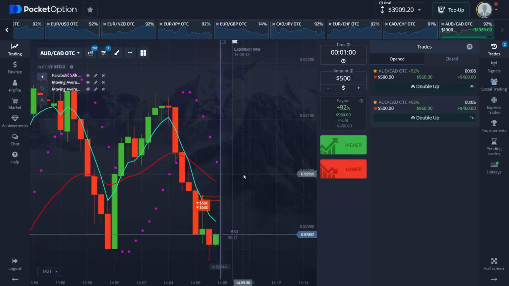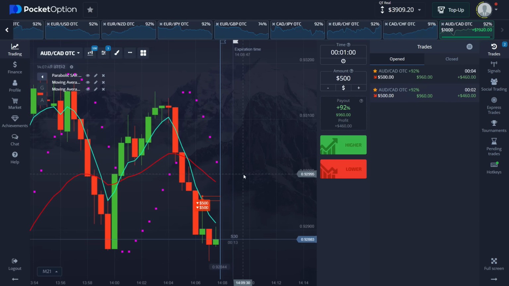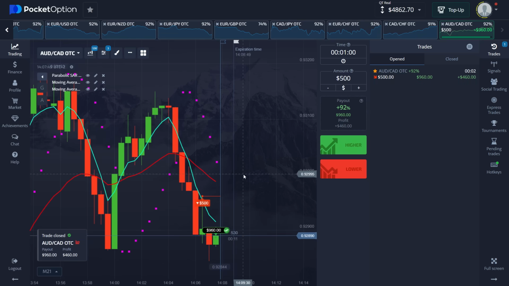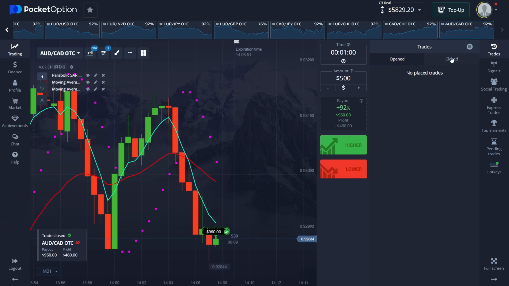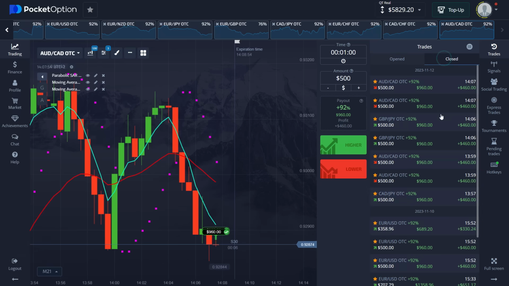That is not good. So there it is, another win for us, and that puts us already at a fantastic amount for this trading session. Another $460 and another $460, and we are at 5,800 in 10 minutes of time. This is how it's done. The strategy is absolutely fantastic, very easy to follow, very easy to use, so try it for yourself.